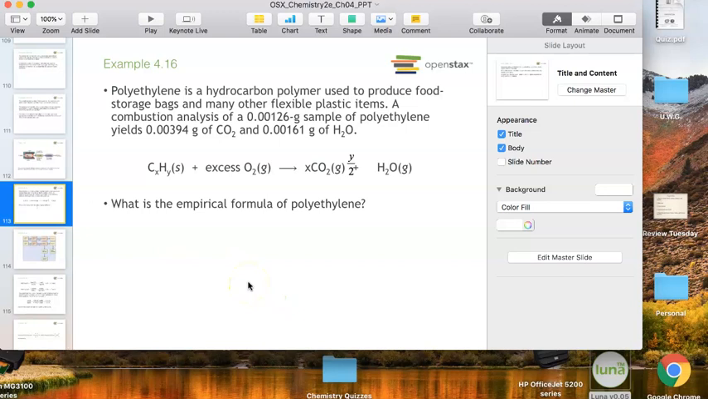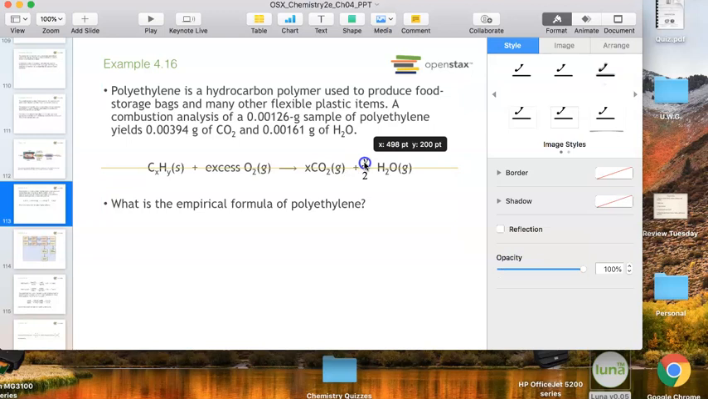Alright, so here we see an example 4.16. Polyethylene is a hydrocarbon polymer used to produce food storage bags and many other flexible plastic items. The combustion analysis of a 0.00126 gram sample of polyethylene yields 0.00394 grams of CO2 and 0.00161 grams of water. So here we have an equation here.